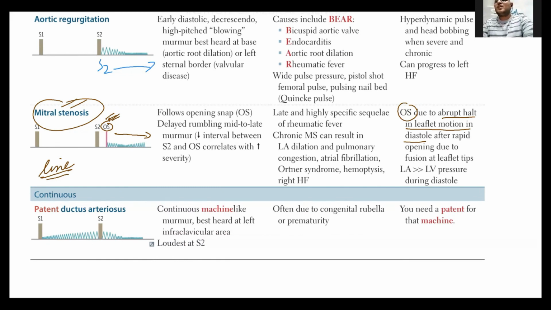जैसे ही सबसे पहले वाल्व खुलता है और पूरा का पूरा ब्लड उस स्टेनोस्ड वाल्व के ऊपर जाके लगता है, वो एक ओपनिंग स्नैप साउंड प्रोड्यूस करती है, okay? फिर उसके बाद स्टेनोसिस है, तो रंबलिंग साउंड आती है, लेकिन वो मिड से लेट आती है। मिड का मतलब है कि S2 के फौरन बाद नहीं आएगी। So this is called opening snap and delayed rumbling mid to late murmur. एक सवाल आता है, बड़ा इंपॉर्टेंट क्वेश्चन: सेवेरिटी ऑफ माइट्रल स्टेनोसिस को कैसे चेक करेंगे?